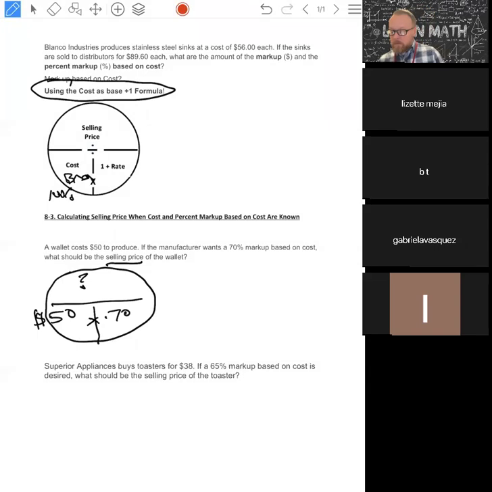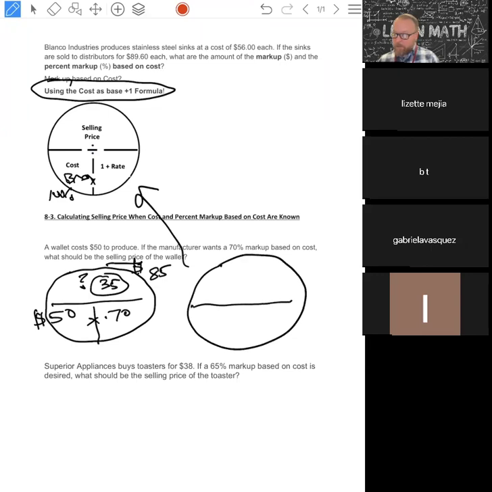Professor, shouldn't it be 1 plus 0.7? Well, yeah, I'm just doing it as the portion formula first. So now I know my portion, or my markup amount, is 35. I can just add those, so it comes out to 85, right? I didn't use the formula here, I used the one on the other page, the portion formula. I could do the same thing, 50 times 1.70. Then I'm adding the 50 in by adding the 1. That would come out to 85 for my selling price.